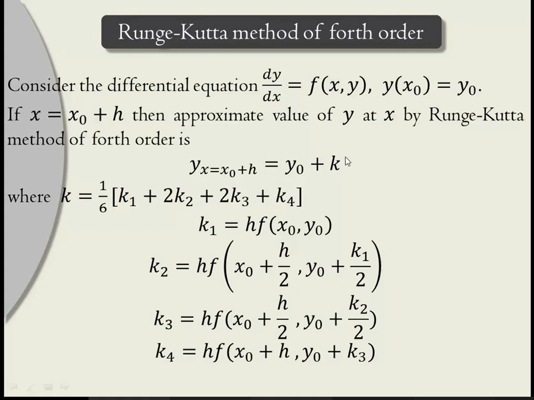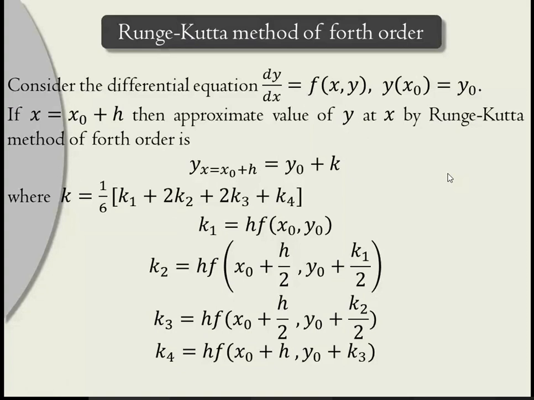And for finding k, these four values are used. K1 is h into f of x naught, y naught. K2 is h into f of x naught plus h by 2, y naught plus k1 by 2. K3 is h into f of x naught plus h by 2, y naught plus the previous value, that is k2 by 2, and k4 is given by h into f of x naught plus h, y naught plus k3. Making use of these four k's, we get this k, and adding it to y naught gives us the answer. It is not an iterative method. It is just substitution and calculation.